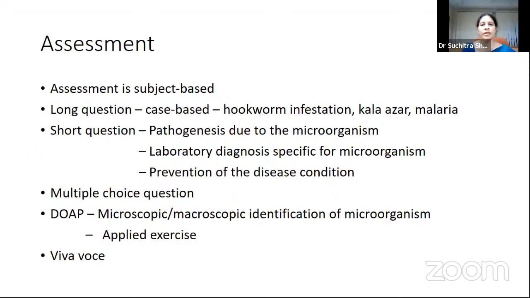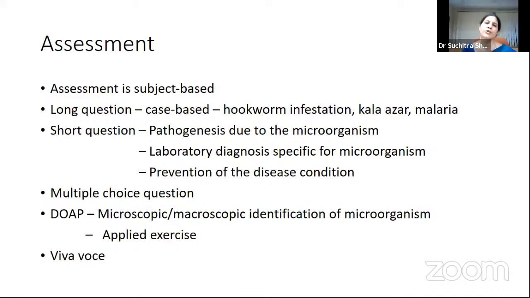Again, going to the demonstration and practical session, here we would like to teach them about the microscopic and macroscopic identification. That is, in case of malaria, possibly a gamete. In case of macroscopic, we would like to make it very interesting for the student, so we may have to show them an ascaris or maybe a hookworm. These worms can be shown to the student.